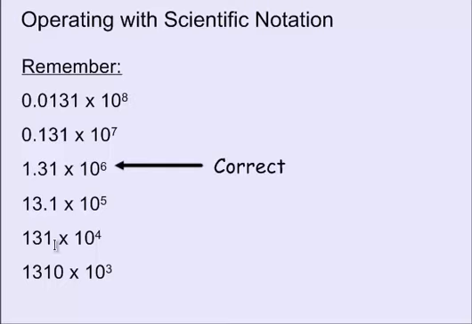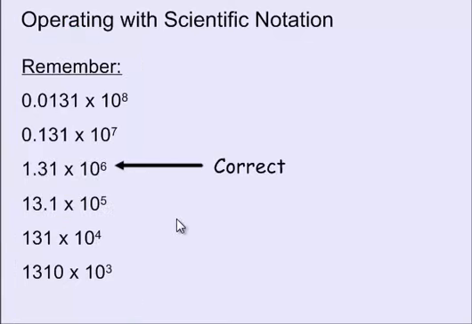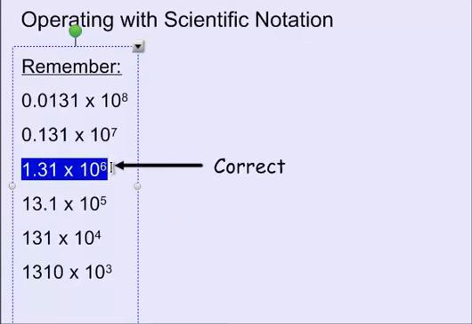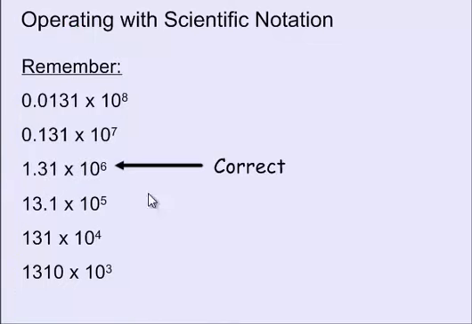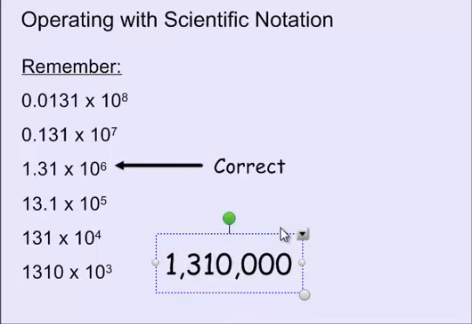These are all the same number, but the one right here is the one that is correct, that is accepted by people in the scientific and mathematic community. 1.31 times 10 to the 6th, whenever you have 1 in the ones place or any number in the ones place followed by your decimal numbers. That is the correct method. So this is the correct way of showing 1.31 times 10 to the 6th, which would be 1,310,000. So that's the correct way of showing this number.